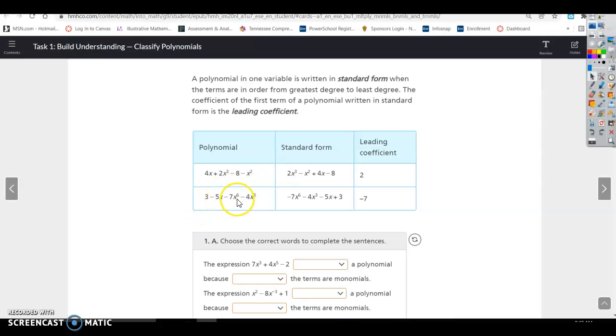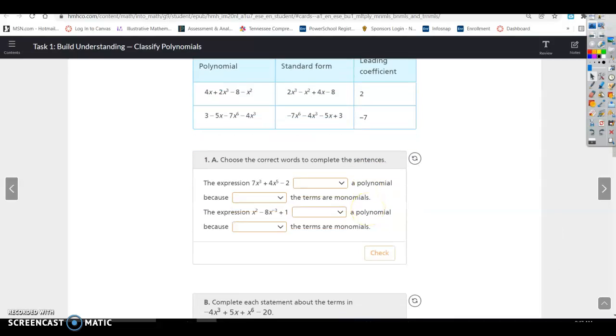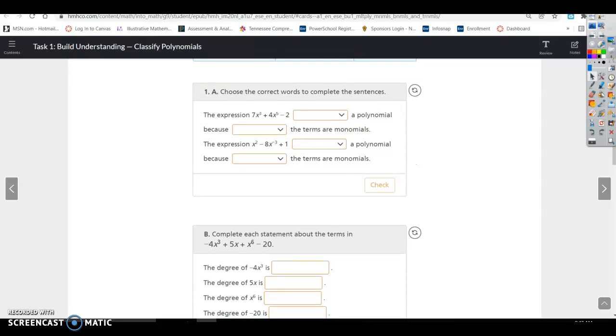All right, so for this one, we've got 6, 3, 1, and no exponent. So we put it in order, 6, 3, 1, and no exponent. So this is in standard form because our degrees go in descending order. And our leading coefficient is negative 7. All right, so those are just some examples of how to put something in standard form.